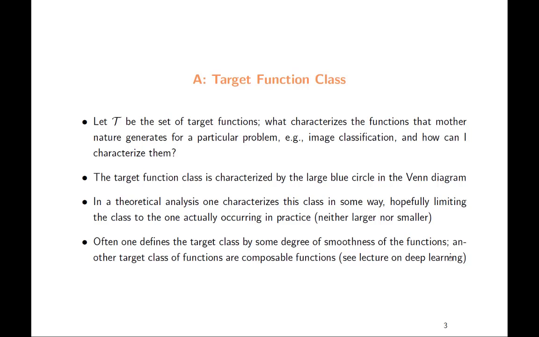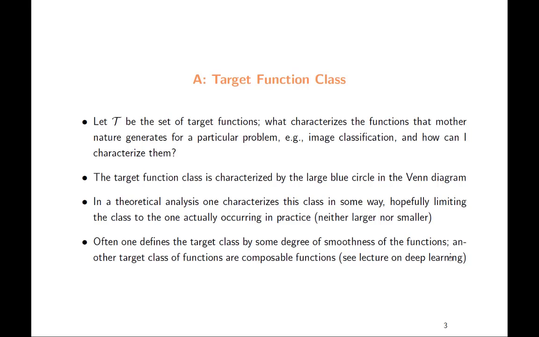The target function class is the large blue circle in the Venn diagram. In a theoretical analysis, one characterizes this class in some way, hopefully limiting the class to the one actually occurring in practice. It should not be smaller, because then you're missing something, but it should also not be much larger. You don't want to be able to model things which never really occur in the real world.